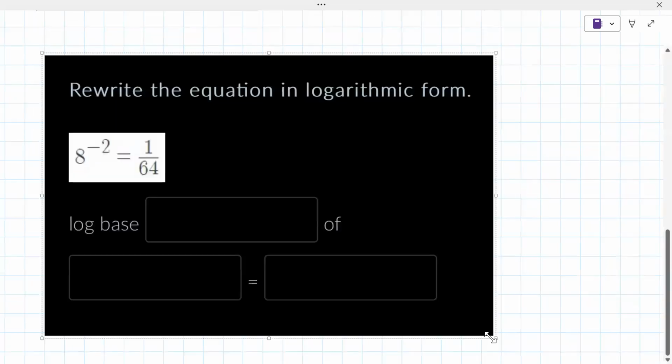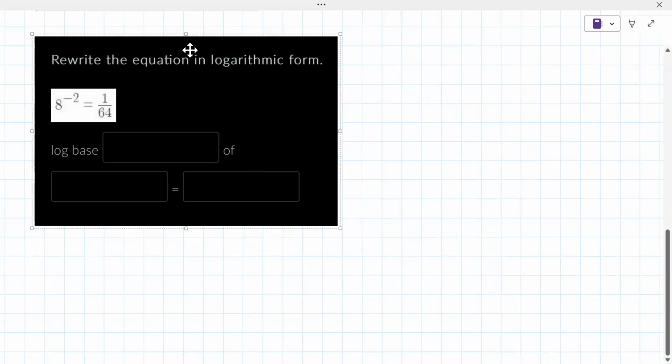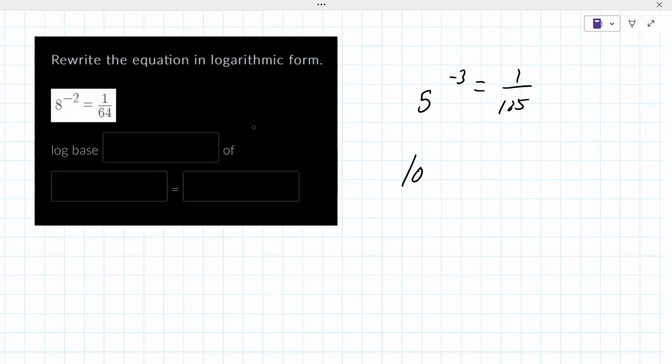Okay. So the next one here is a rewrite. It's almost like I have to give you the answer here, but let's say it's 4. Oh, that's not a good number. Let's go 5 to the minus 3 equals 1 over 125. So this would end up being the log base 5 of 125 equals -3.